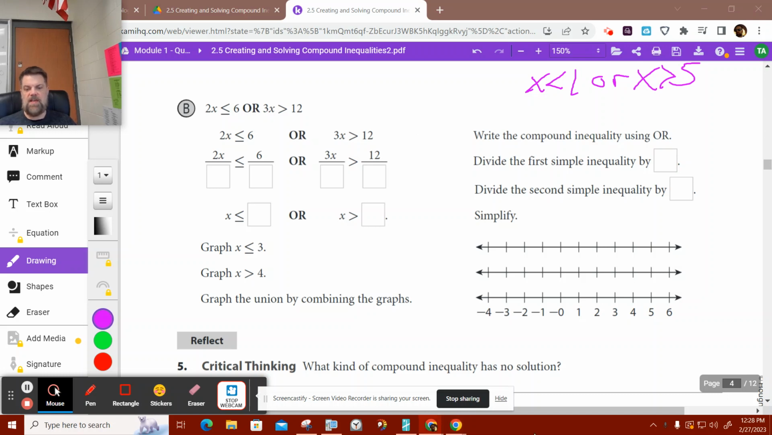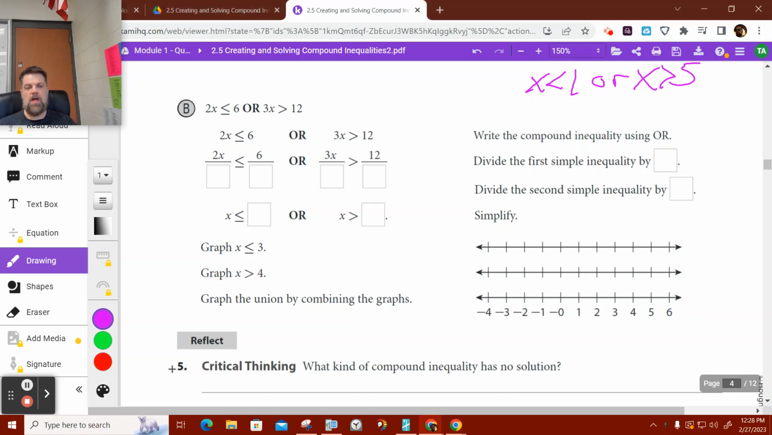Okay, same thing as before. We have a compound inequality. What does OR mean? Does anybody remember what OR means? It's called a union. Yeah. Right? So it's a union.